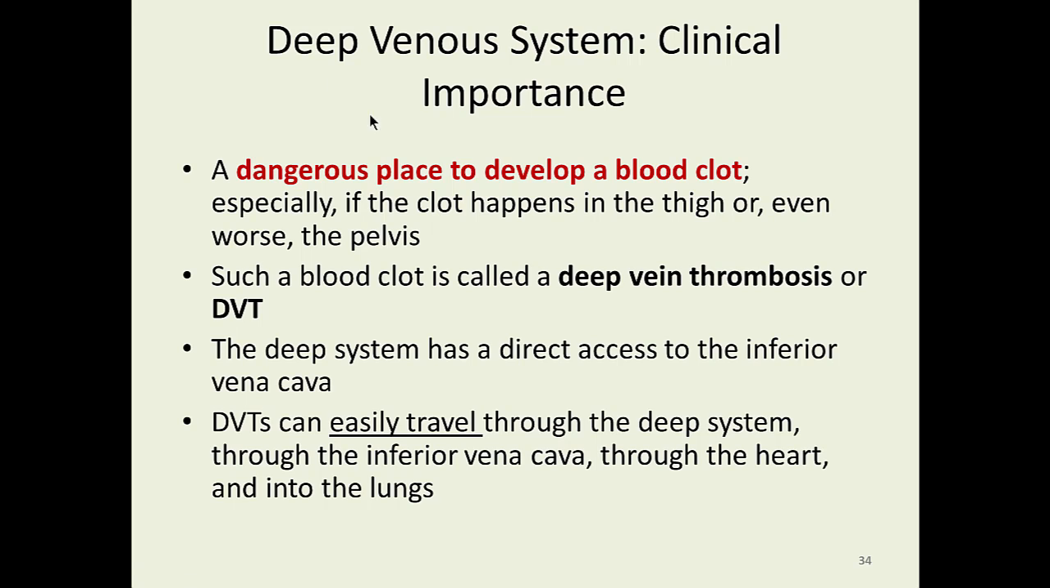So again, the deep system is important because it's a dangerous place to develop a blood clot. A blood clot in the deep system has a direct route to the inferior vena cava. If a clot gets in the inferior vena cava, it's going to fly right up, go through the heart, might get stuck in the heart and kill you. It might go through the heart, but as it goes through the pulmonary trunk, right at that bifurcation, it can get stuck. That's called a saddle embolus, and that can kill you real fast.